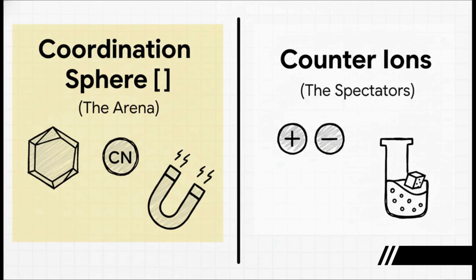The arena, that coordination sphere, is in charge of all the important stuff. The geometry, the coordination number, the magnetic properties, all the big-ticket items. The spectators, the counterions outside, they only affect things like overall charge and maybe solubility. They have zero, and I mean zero, say in the geometry.